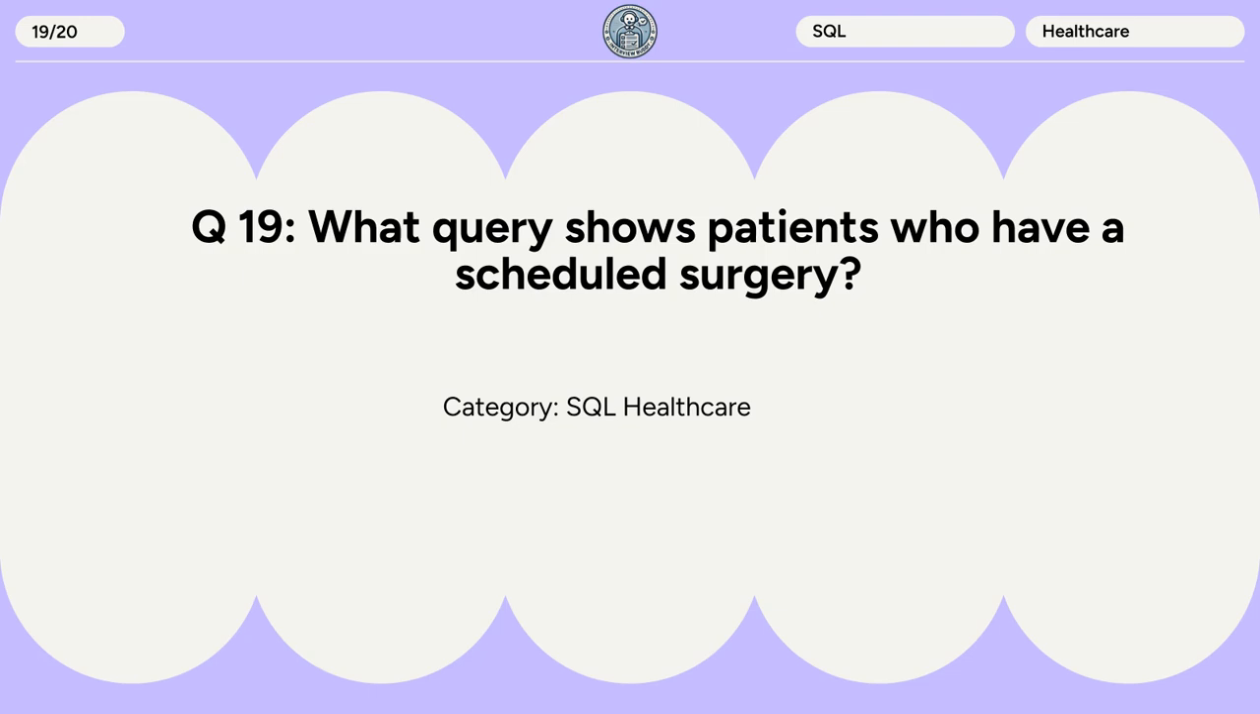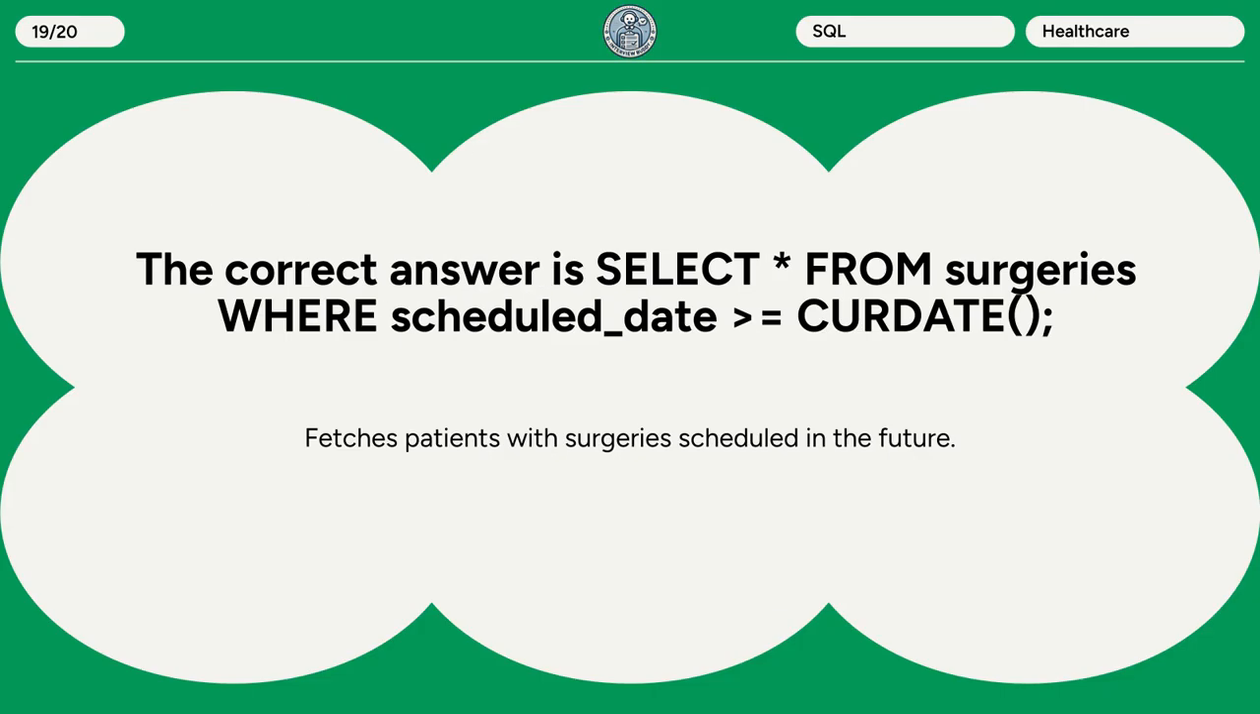Question 19. What query shows patients who have a scheduled surgery? The correct answer is: SELECT * FROM surgeries WHERE scheduled_date >= CURDATE(). Fetches patients with surgeries scheduled in the future.